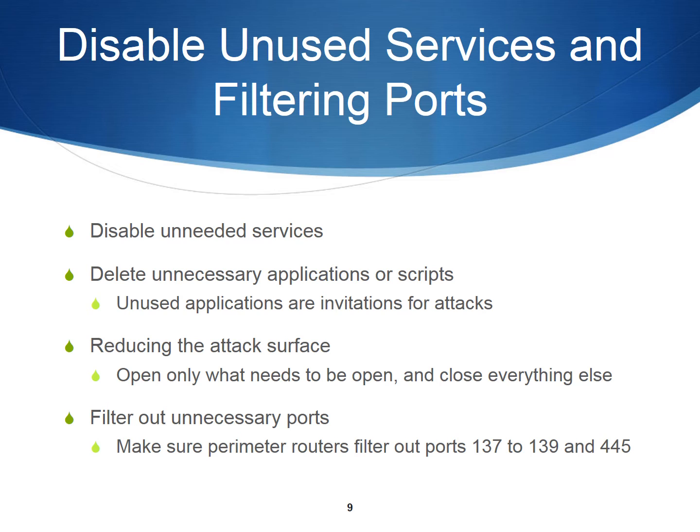Also, filter out unnecessary ports and make sure perimeter routers, which are routers that connect to an outside network, filter out ports 137 to 139 and 445. These are ports that provide information that is only needed on the inside of the network and not needed going out to the internet.